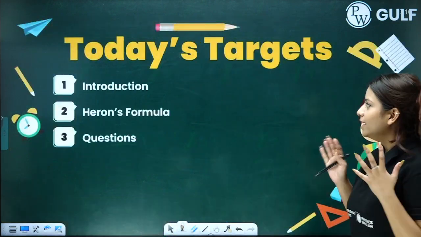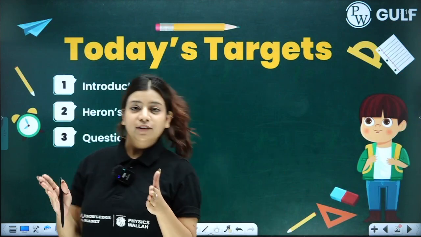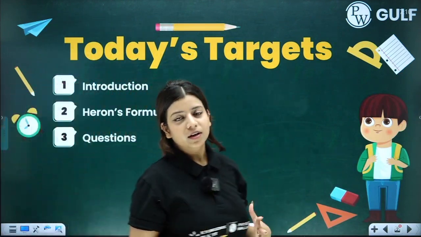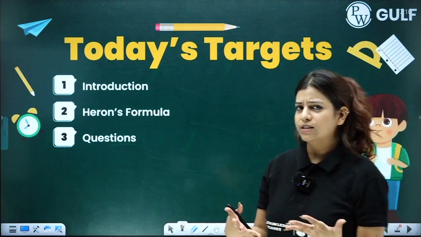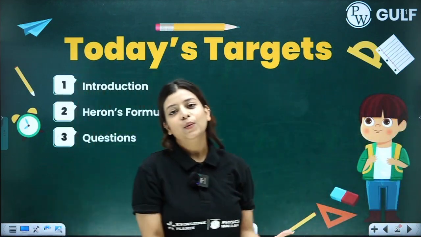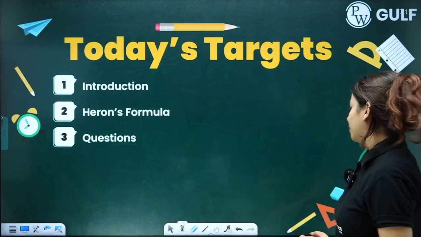So this is our today's target, that is our table of contents for today. We are going to go ahead with the introduction. We are going to learn about Heron's formula, what is Heron's formula, how to apply it in certain questions, and then we are going to practice some questions from this chapter.